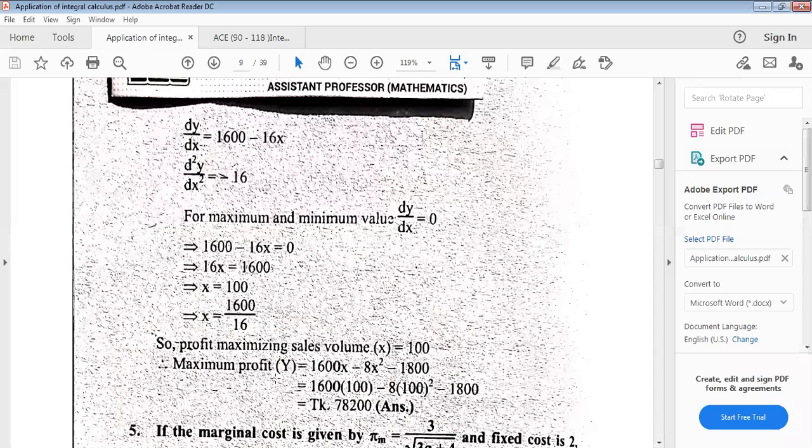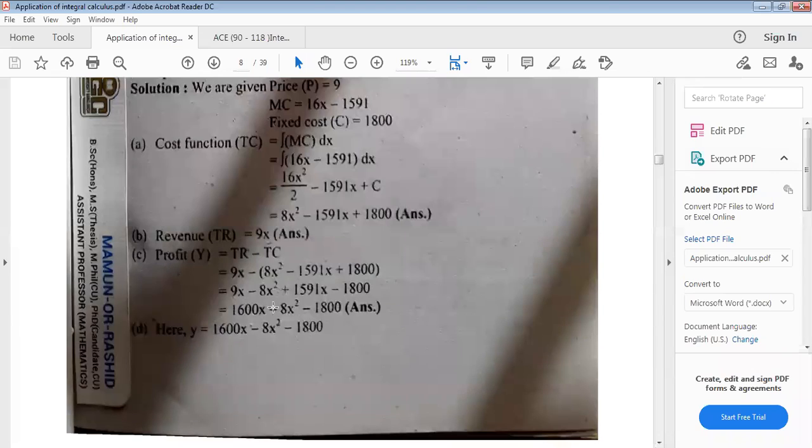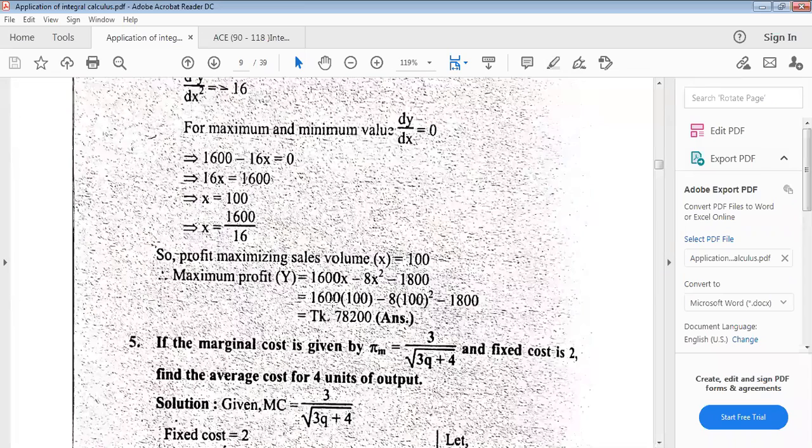So maximum profit y equals, just putting x equals 100 in the given profit function, we get the result. 78,200 is the result.